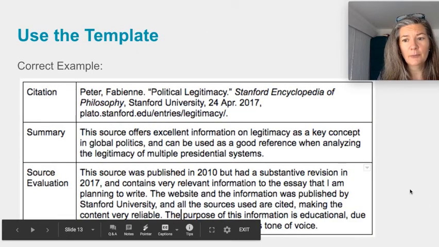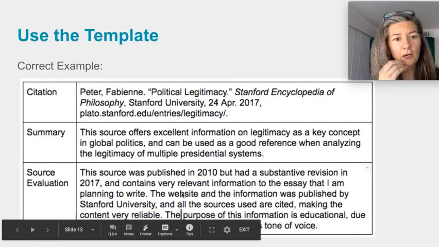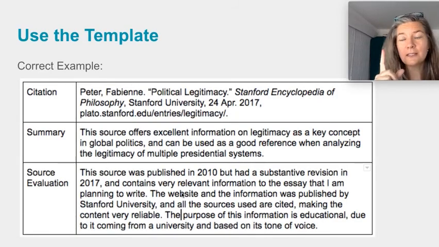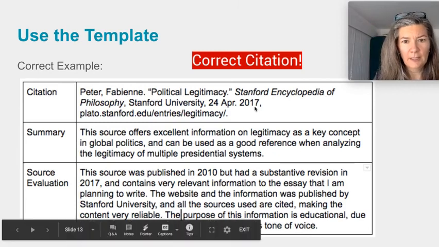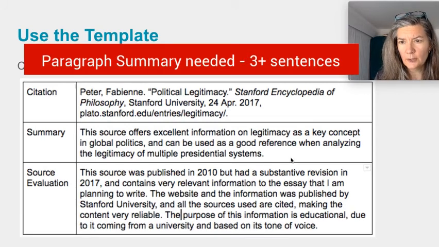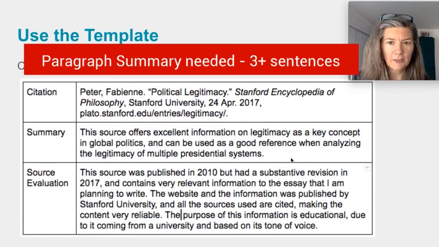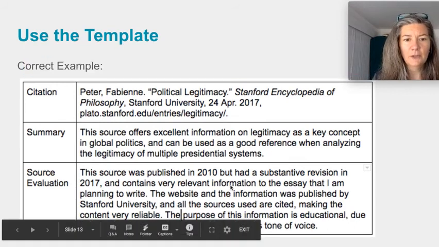So here's an example from last year of a correct entry. So here's the citation. I can see it's MLA because there's the date late in the citation. Here's the summary. It's pretty short. I think it could be a little longer. I think we told them last time it only had to be a couple sentences, but it should be more like a paragraph summary. And then here an evaluation of the source.